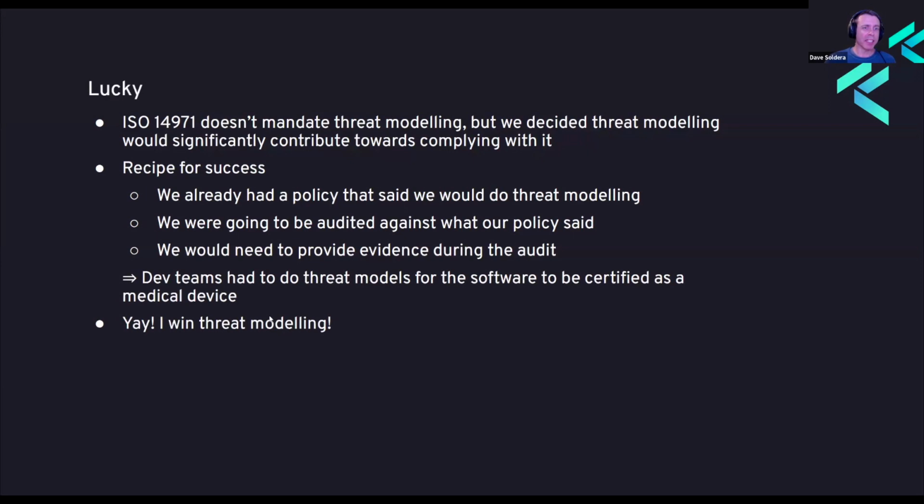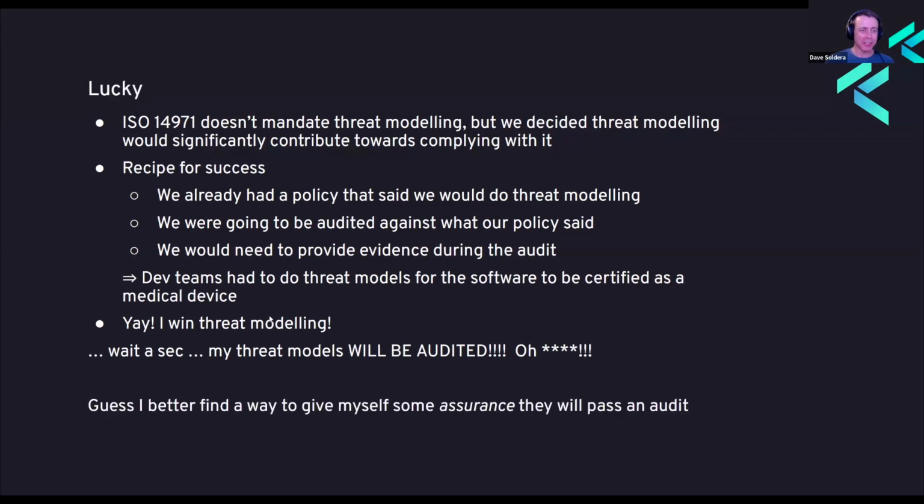And that's it, right? I feel like I win threat modeling at this stage, because it can often be such a challenge to get people to do it. But when your company needs to be certified and threat modeling is part of that, that's a great situation to be in. Then you remember, hold on, all of my threat models are going to be audited. Oh no, that's putting pressure that perhaps some of us aren't used to. So basically it was, well, I better find a way to give myself some assurance they will pass this audit.